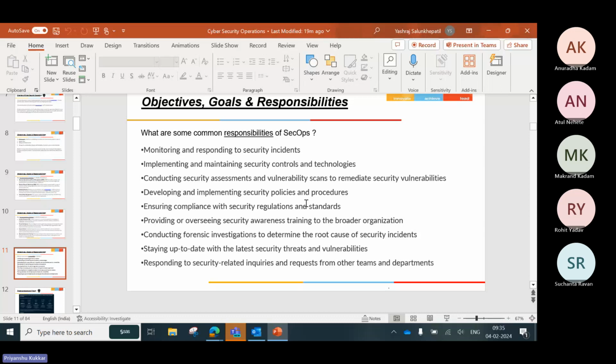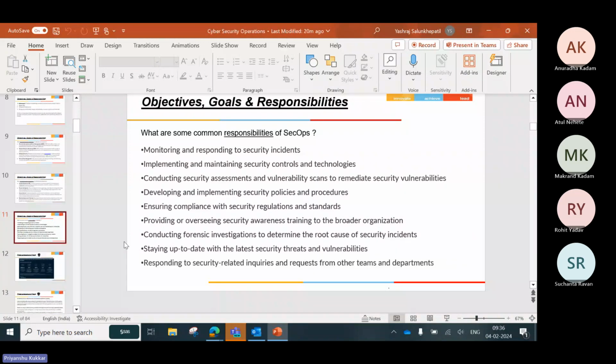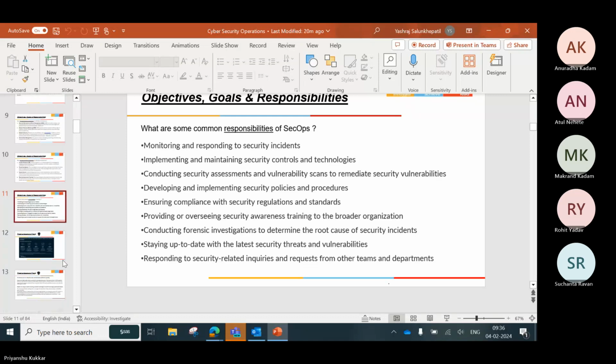Staying up to date with the latest security threats, again, it's pretty straightforward that you need to be up to date with whatever is going on. There are multiple ways you can follow news. You can do your own self-studying, or follow all the researchers who are there online. Okay? Responding to security related inquiries and requests from other teams and departments.